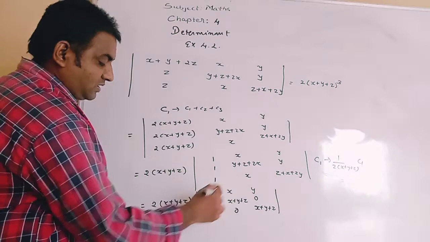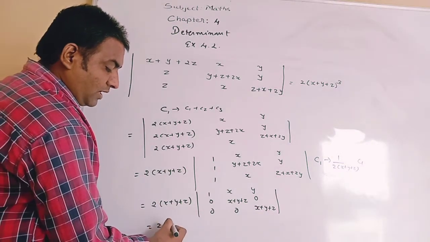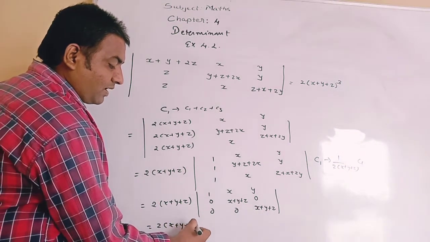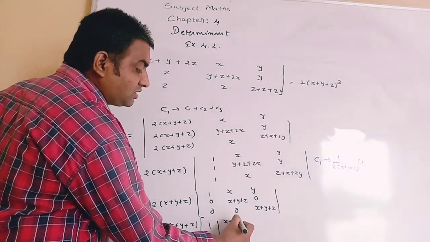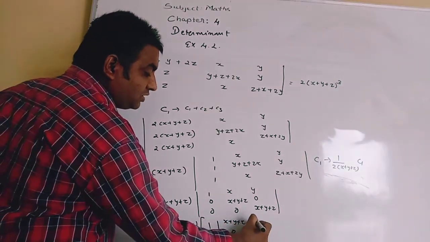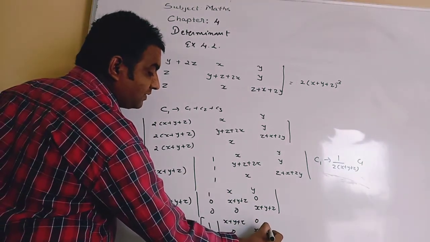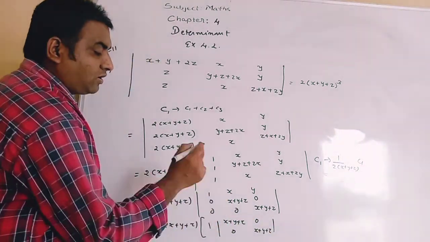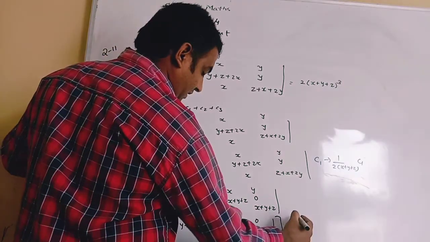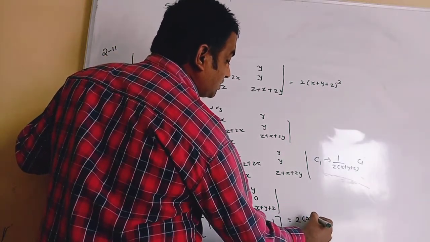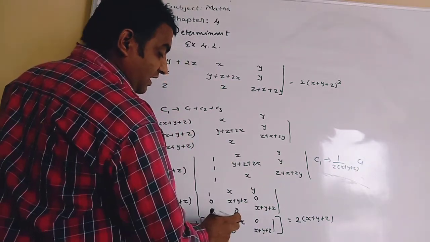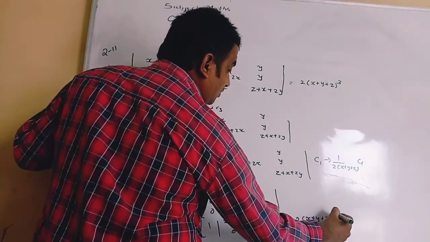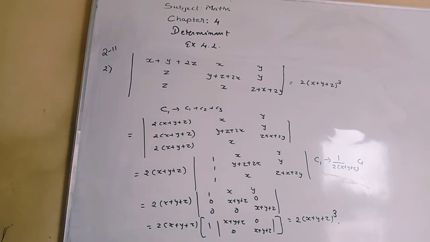So this expansion will be 2 into x plus y plus z, and this will be 1 into x plus y plus z, 0, 0, x plus y plus z. Now the first column we multiply, the others are 0, so no need to multiply, and so it is 2 times x plus y plus z is there, and here whole square will come, so it is 2 times x plus y plus z whole cube.